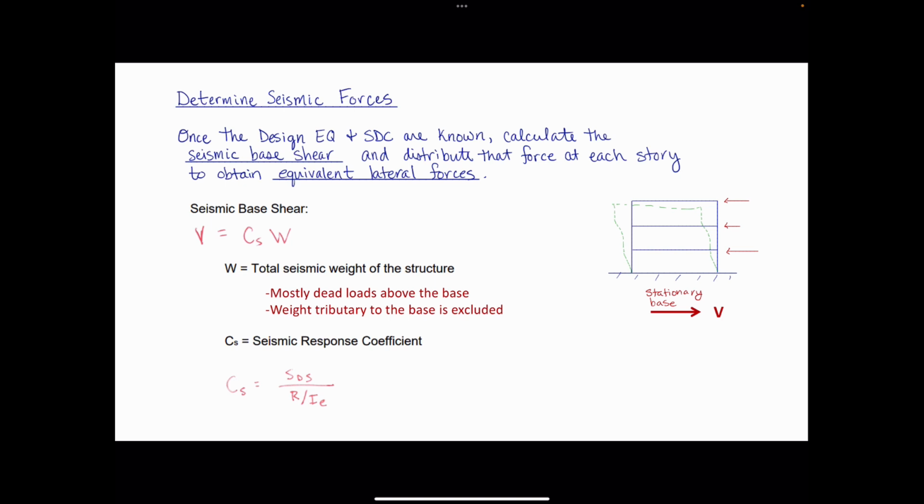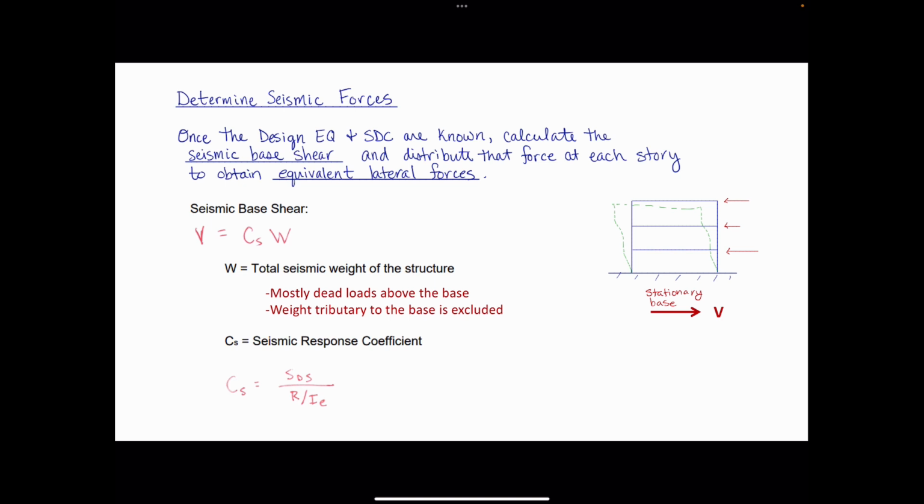Once we figured out the design earthquake and seismic design category, the next step is to find the seismic base shear. That's a really simple equation: V is equal to CS times W. W represents the total seismic weight of the structure, which is basically summing up all those lumped masses that are above the base. It essentially comes from dead loads above the base, and then sometimes we include live loads or a percentage of the snow loads. In this class, you don't have to worry about that. It will just be, what is the weight at each floor, sum those up. So we'll keep it simple.